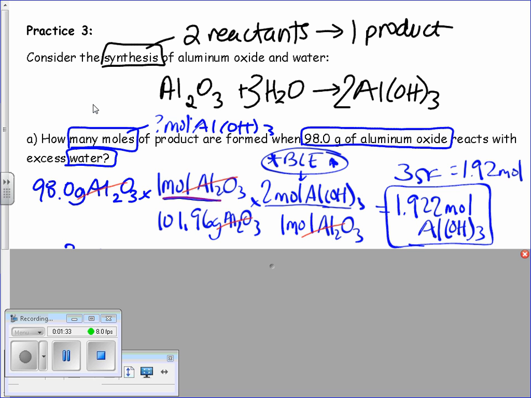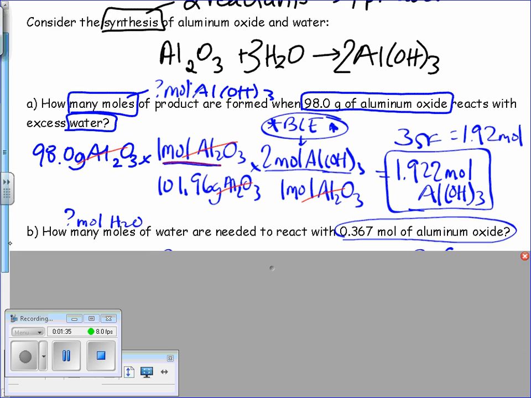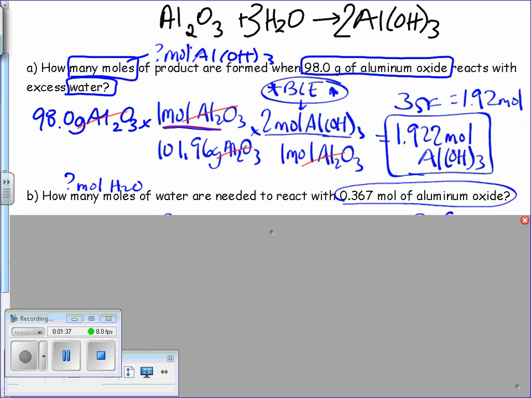Okay. The next question said how many moles of water are needed to react with 3.367 moles of aluminum hydroxide. How many steps would this take? One. Because what is the one step we need? Just look at the mole ratio.